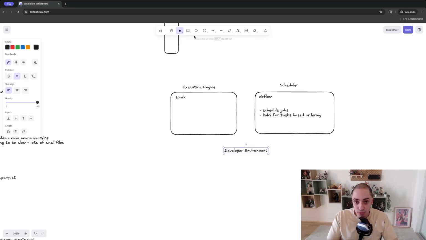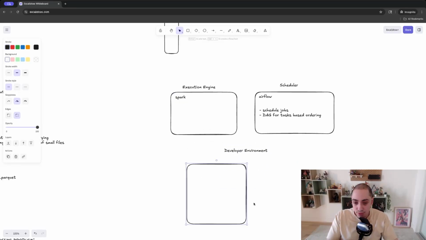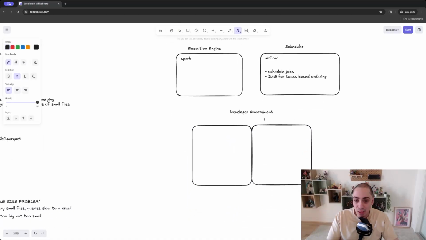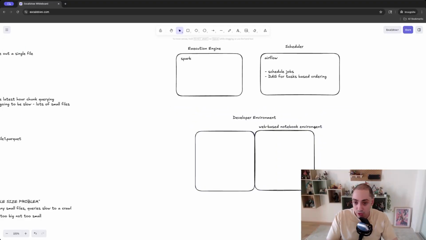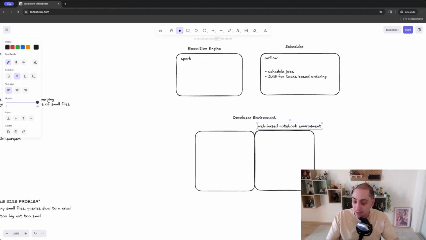And then you have your developer environment. Now, there are many options for this. I'll give you two. In a lot of places, the main option here is actually some sort of web-based notebook environment. And obviously, if you do this, you need some sort of deployment system for how to deploy these notebooks to the world and things like that. And then another option is a local-based development.